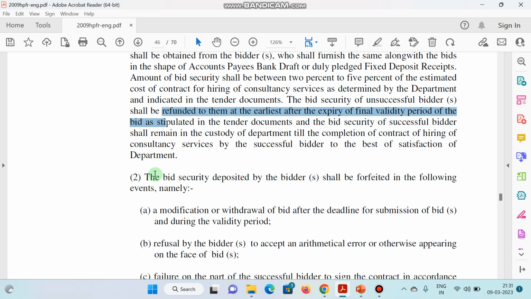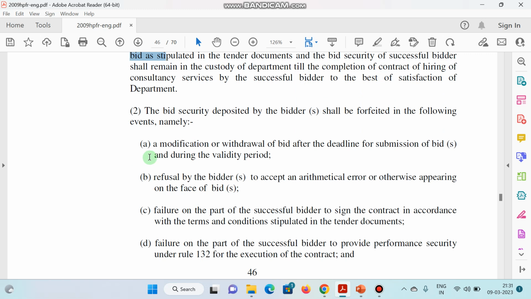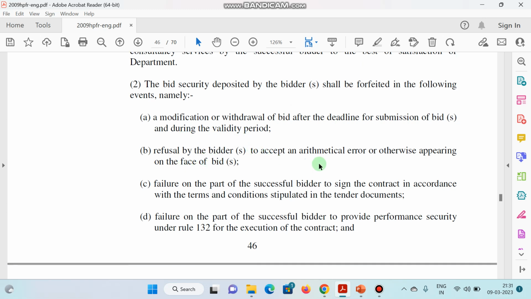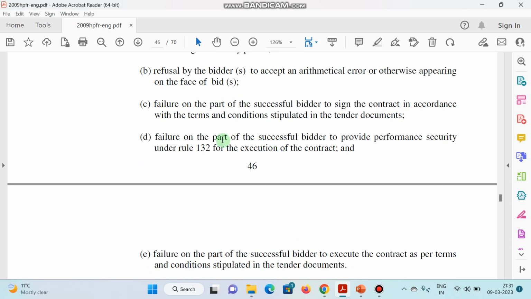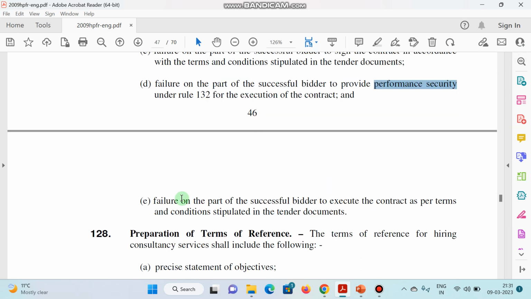And there is also a provision that the bid security deposited by the bidder shall be forfeited in these cases: a modification or withdrawal of the bid after the deadline for submission, refusal by the bidder to accept the arithmetic error correction, failure on the part of the successful bidder to sign the contract, failure on the part of the successful bidder to provide performance security, which is necessary and mandatory, and failure on the part of the successful bidder to execute the contract as per the terms and conditions laid down in the tender document.